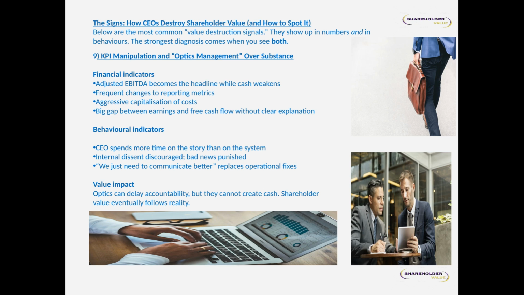When CEOs focus more on manipulating key performance indicators and managing appearances, rather than addressing the substance of business issues, it creates clear warning signs. Financially, this might look like adjusted EBITDA being highlighted as a positive while actual cash flow weakens, frequent shifts in how performance is reported, aggressive capitalization of costs to inflate profits, or a large difference between reported earnings and free cash flow without a clear reason.